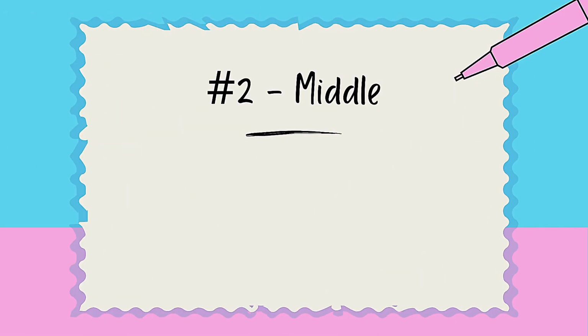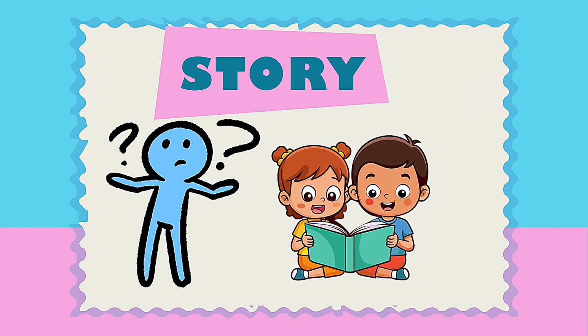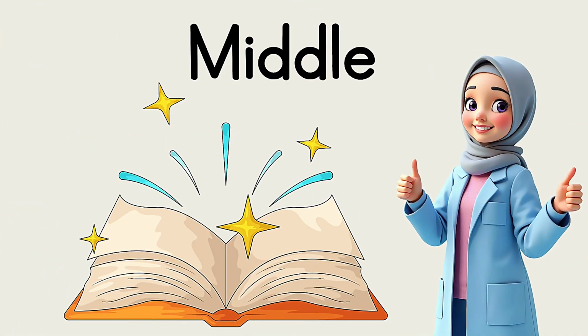2. Middle. This is where the problem begins. Something happens that creates a challenge for the characters. The story becomes more interesting, and the reader wants to know what will happen next. Let's read the middle of the story.